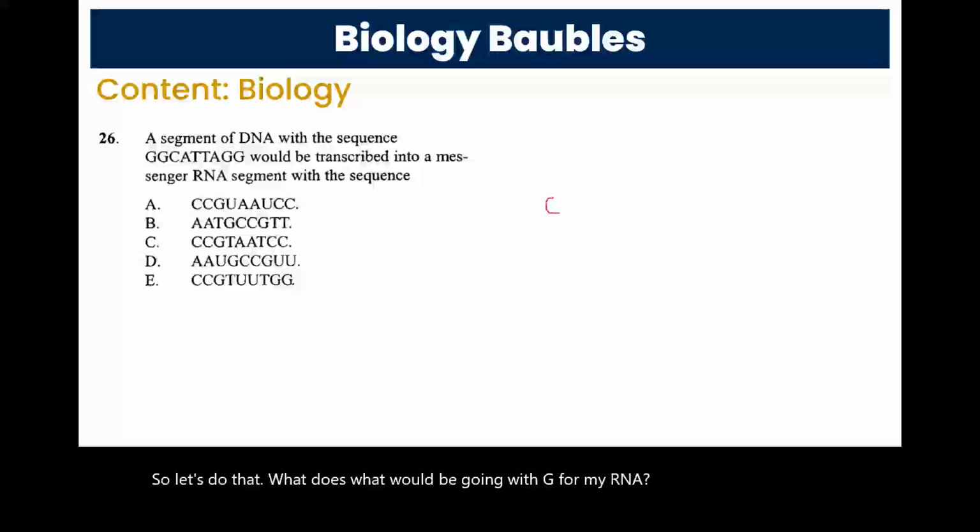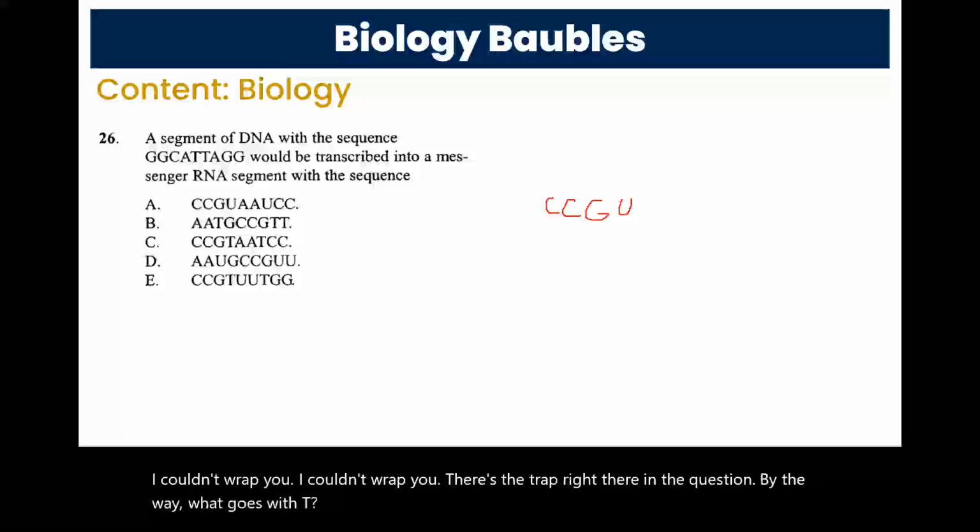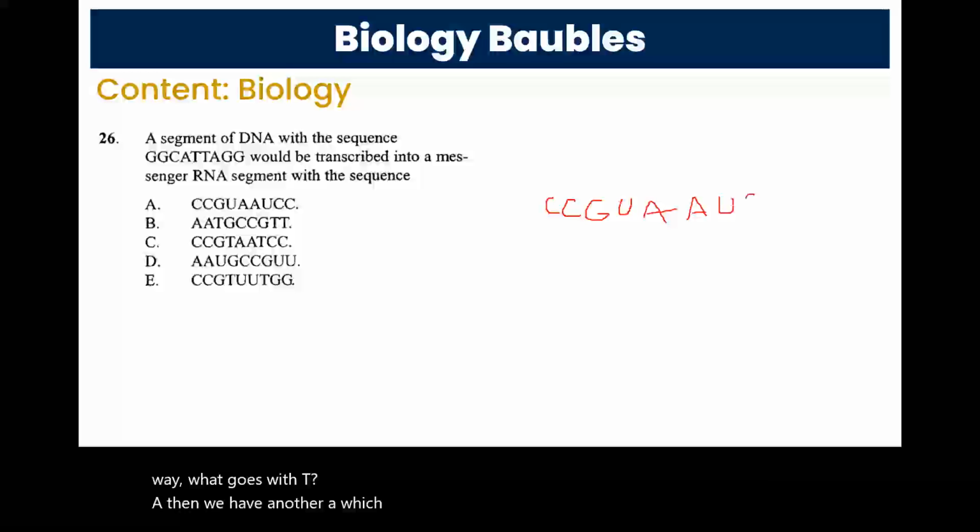So I'd have C, what goes with C? G. What goes with A? I couldn't trap you. There's the trap right there in the question, by the way. What goes with T? A. Then we have another A, which is U, and then we got C, C.